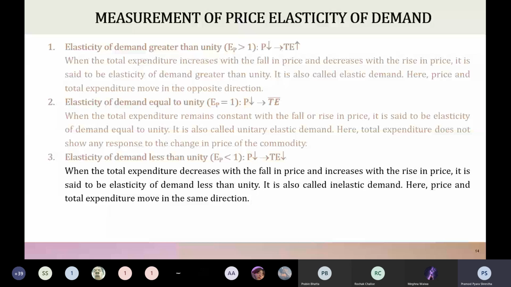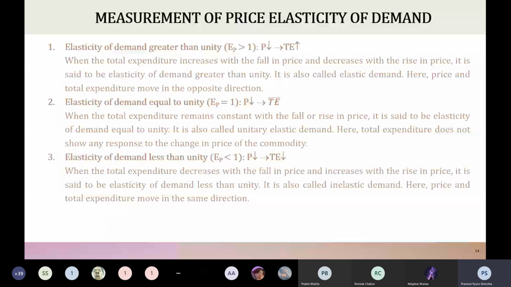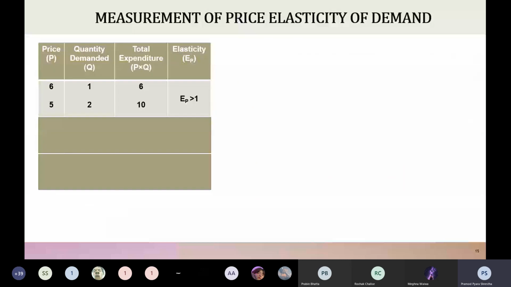In this case, price and total expenditure both move in the same direction. So if price is falling, total expenditure is decreasing. Similarly, if price is rising, then total expenditure is also increasing. So these are the three possibilities, and they can be explained with the help of a table and a diagram. Let's move on to the table first, and then we'll discuss the concept diagrammatically. So this is the table.